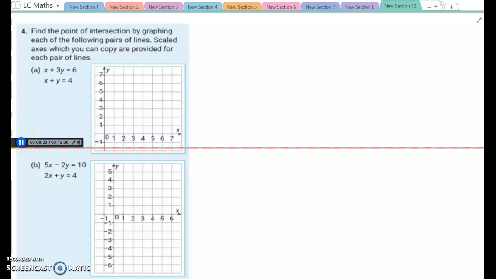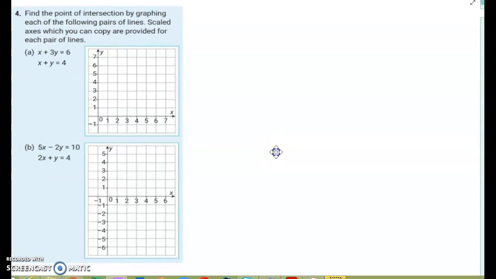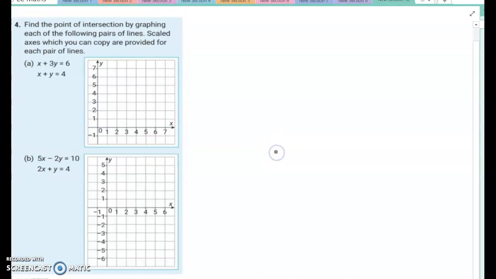Okay, in this question, we're going to graph a line, or draw a line that's been given to us. So we've got two lines given to us. We've got this one here, x plus 3y equals 6, that's a line. And we have this one here, x plus y equals 4. They're two different lines. So let's write them over here.